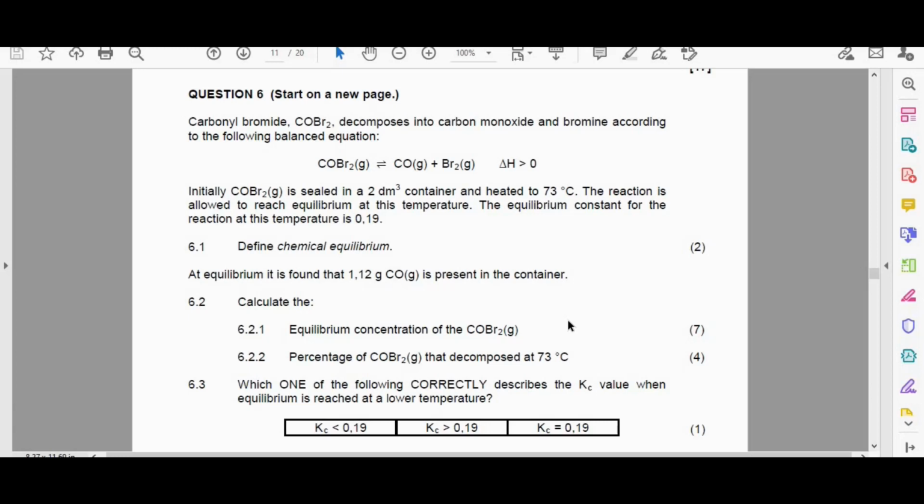Initially, COBr2 gas is sealed in a 2 dm³ container and heated to 73 degrees Celsius. This reaction is allowed to reach chemical equilibrium.